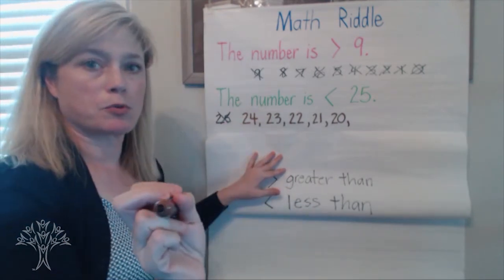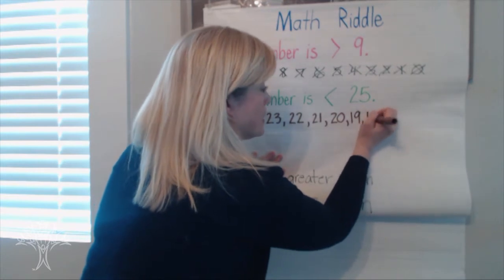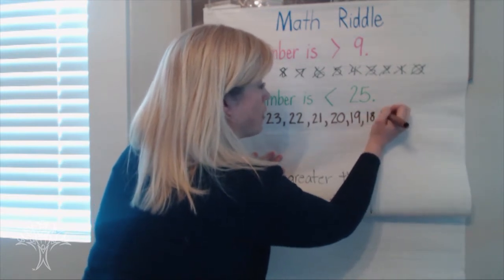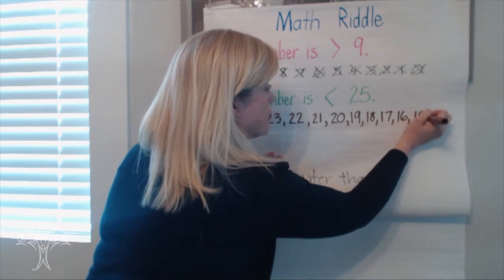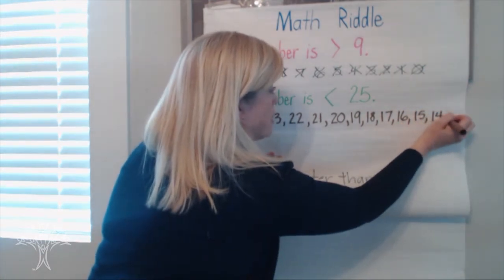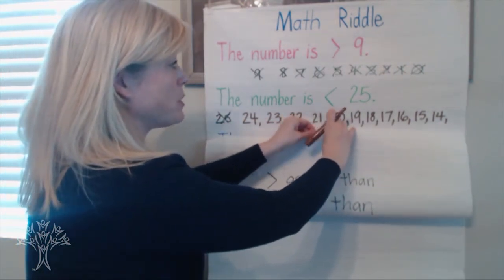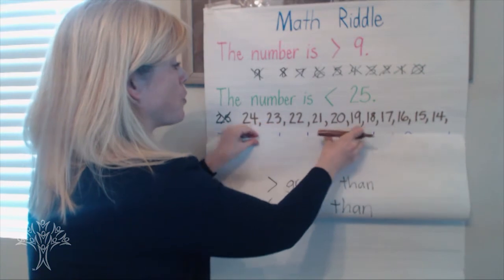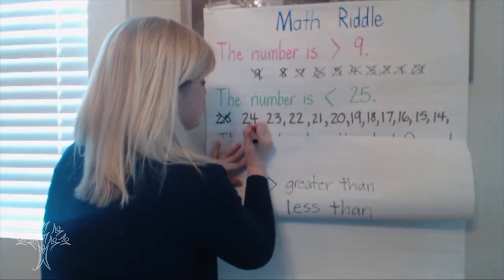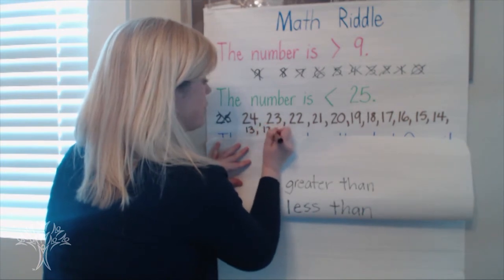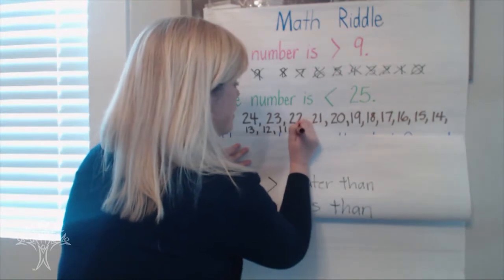And what comes before 20? 19. 18. Oh, now I feel like I'm on a roll. 17, 16, 15, 14. Are there any more that I could include here that are less than 25 but greater than 9? Yeah, I think you're right. 13, we'll sneak it in down here. 12, 11, greater than 9, 10. Okay.